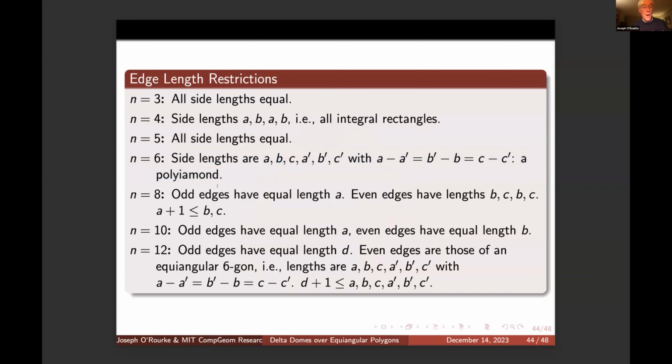And for octagons, there's a bit of a constraint. For dodecagons, we already saw this actually, A, B, 1, 3, 1, 3, 1, 3. And when you come to dodecagons, there's a more complicated constraint. But none of these am I going to show you, but rather wrap up now.